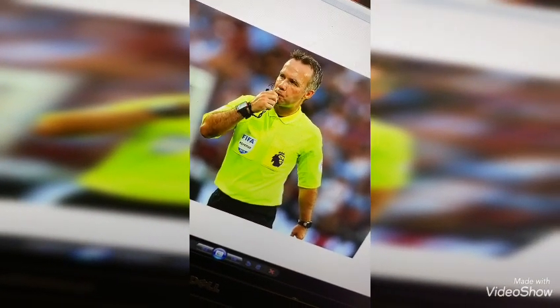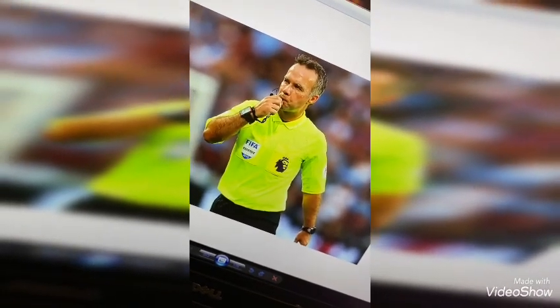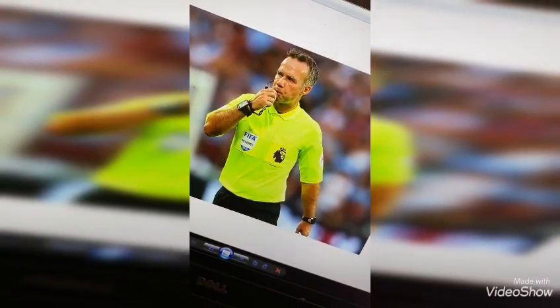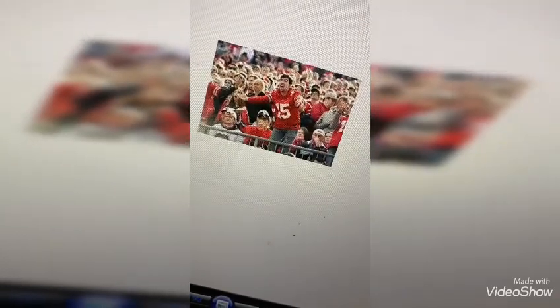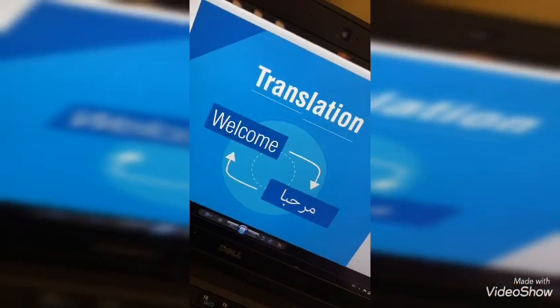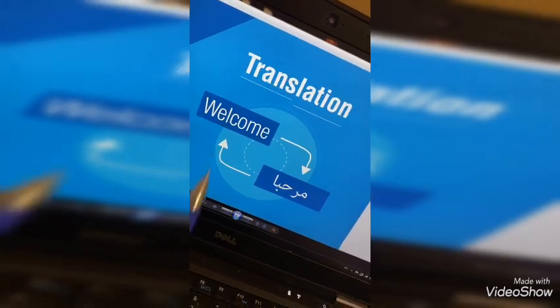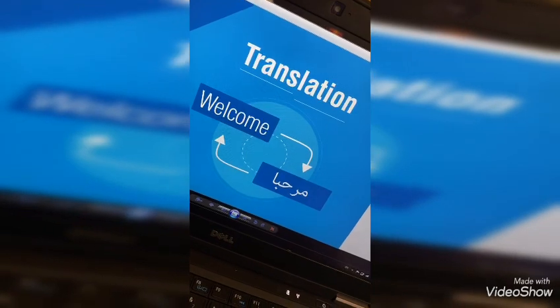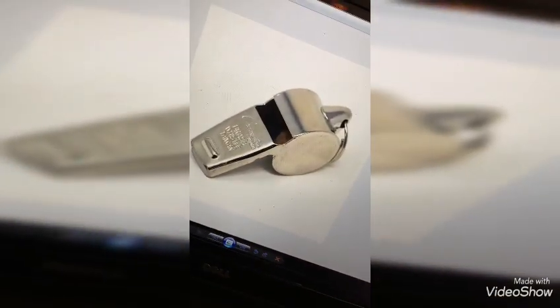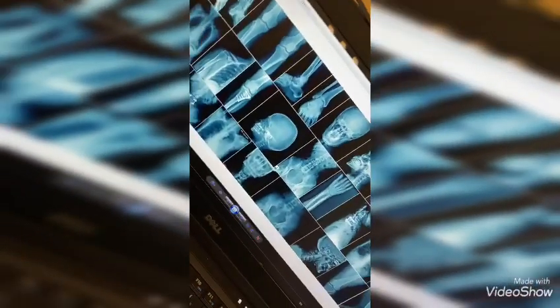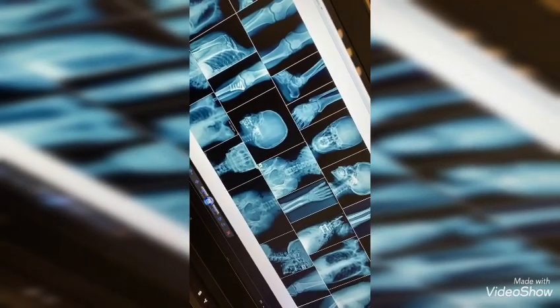Who is this? A referee. Referee means the umpire. Excellent. What is this? This is one of the fans. Fan. What is this? Give me the word to change language from English to Arabic. Translate. What is this? Whistle. And this is X-ray.